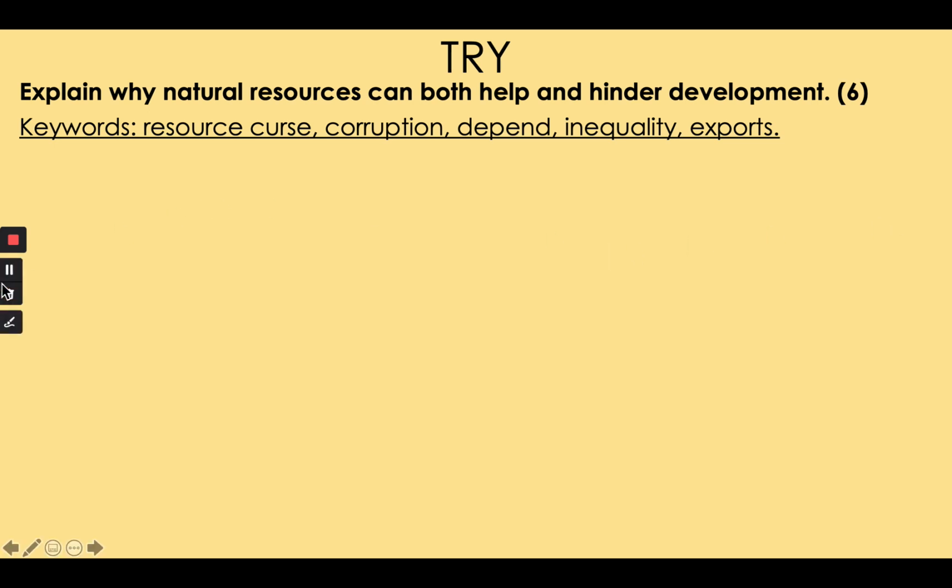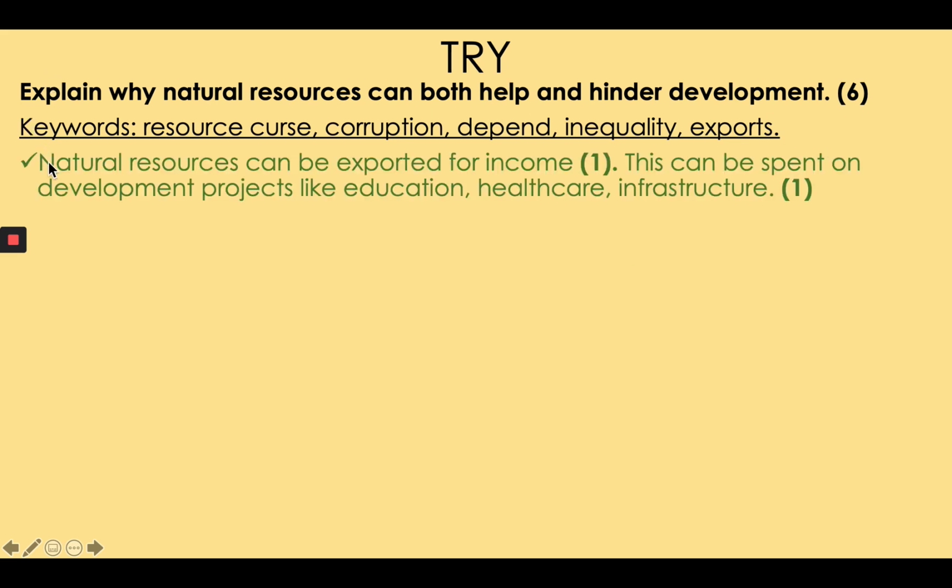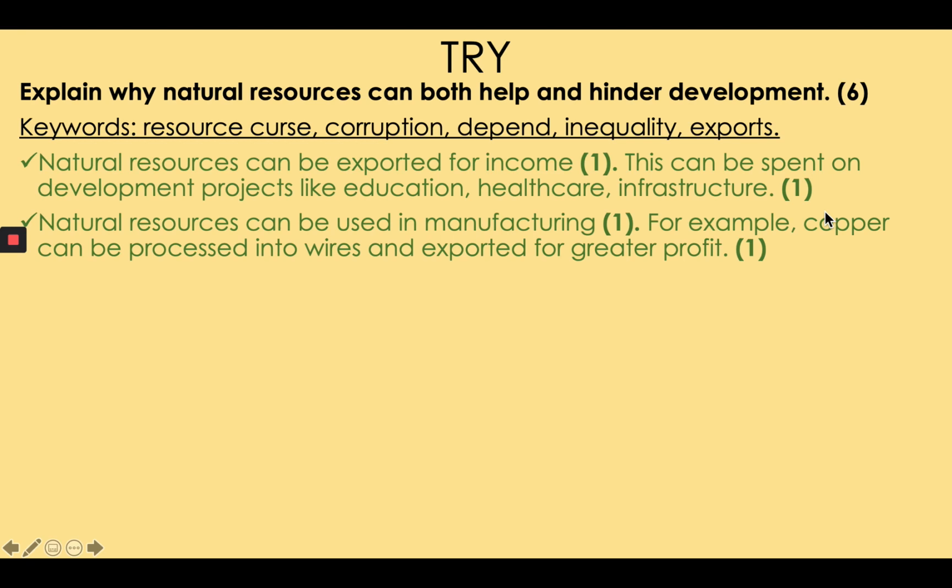Okay, let's look at a possible answer that you should have included. So why can they both help and hinder development? Your first paragraph should have been how they help development. Natural resources can be exported for income, a mark. This can be spent on development projects like education, healthcare and infrastructure, a mark. Natural resources can also be used in manufacturing. For example, copper can be processed into wires and exported for greater profit.